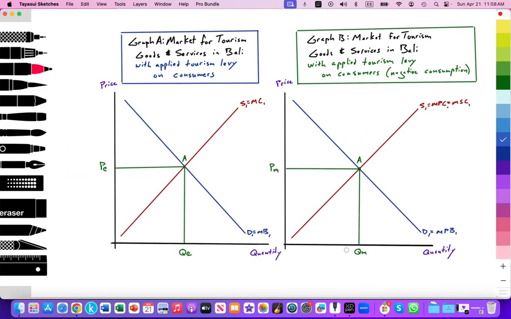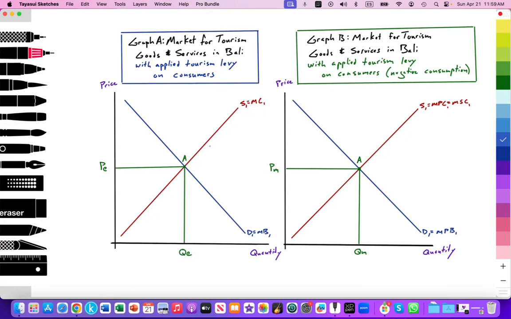So here we have graph A, market for tourism, goods and services in Bali, with an applied tourism levy on consumers. This graph A will be a little bit more complex, a little bit more depth provided to it. Graph B will be the more simplified model that we can use for a paper exam or an internal assessment. Graph B, market for tourism, goods and services in Bali, with an applied tourism levy on consumers, and that will focus on the negative consumption.